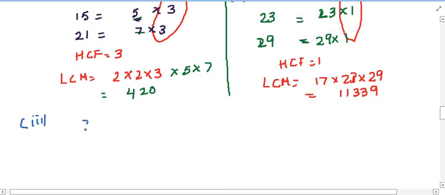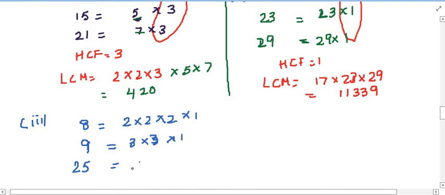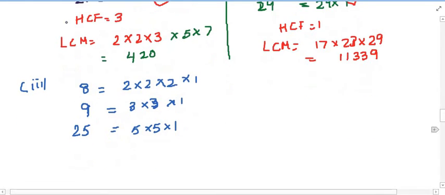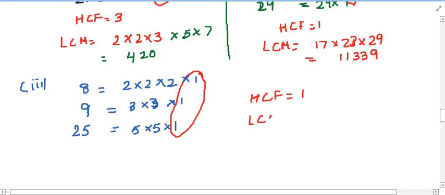given numbers are 8, 9 and 25. Prime factors of 8 are 2 times 2 times 2. 9 we have 3 times 3. Let's write 1 also. 5 as 5 times 1. So to find the HCF, just make a pair of common factors, group the common factors. So here HCF is 1, and for LCM just multiply all these.